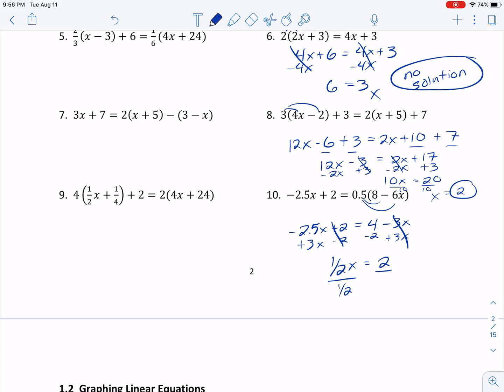How many times does a half go into 1? It goes in twice, so then it goes into 2 4 times. Remember, if you're dividing a number by a fraction, that's the same as multiplying by the reciprocal. So you're really doing 2 times 2 over 1, which is 4.